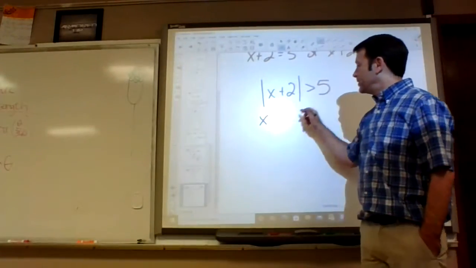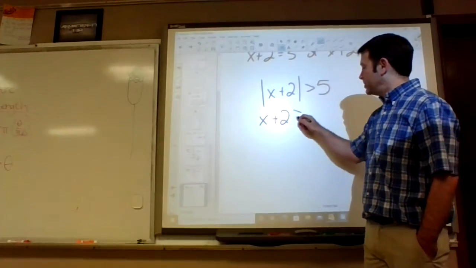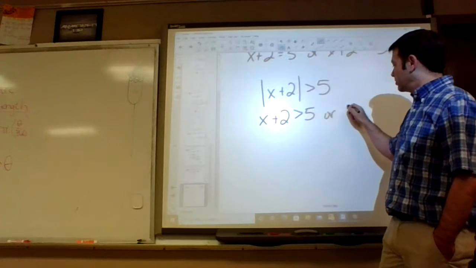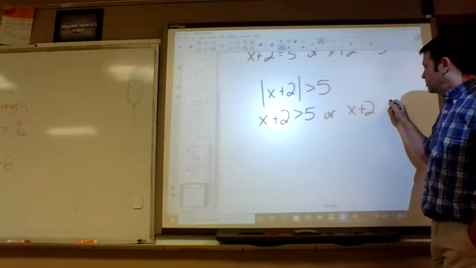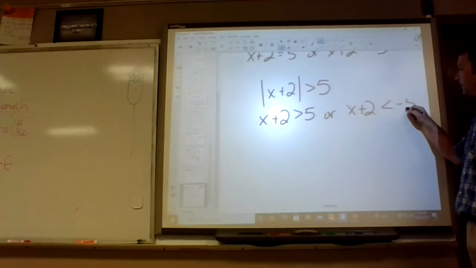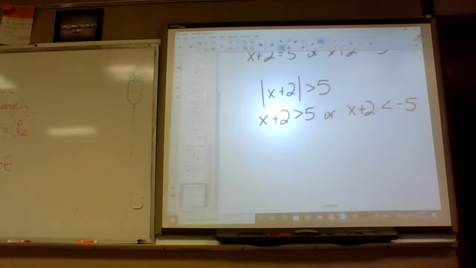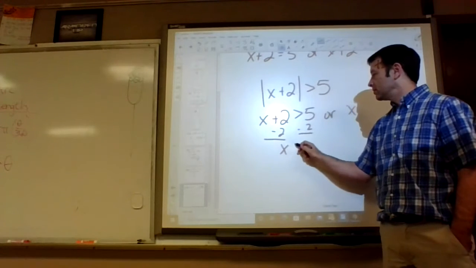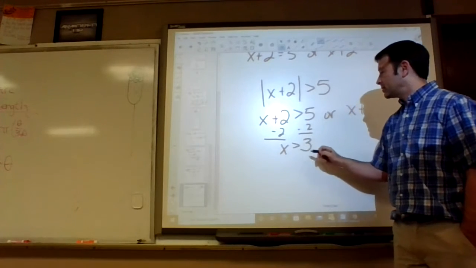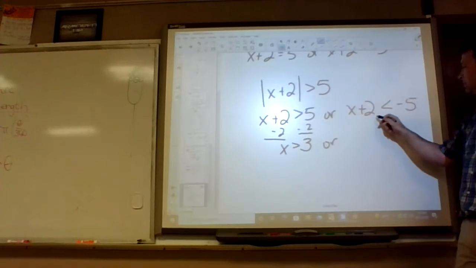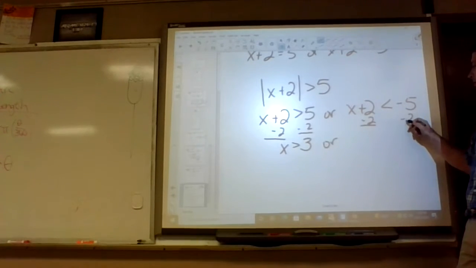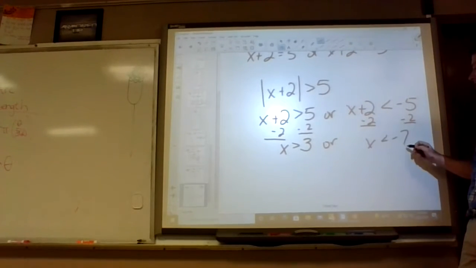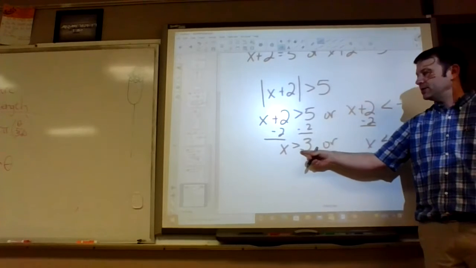If x plus 2 is greater than 5, then it could actually be bigger than 5, or it could be less than negative 5. Okay, if I solve that, I get x is greater than 3, or x is less than negative 7. A lot like yesterday's, right?